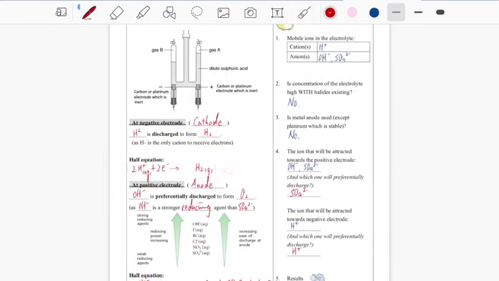So now take a look at the overall equation here, and then take a look at the diagram. Would you be able to tell me which side is the positive electrode, which side is the negative electrode? Remember to consider the volume of the 2 gases produced here. That's a hint for you.